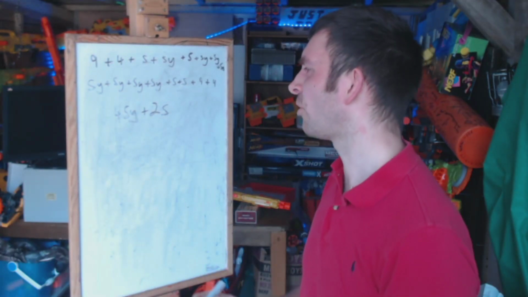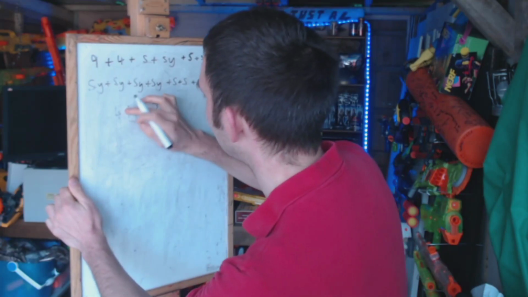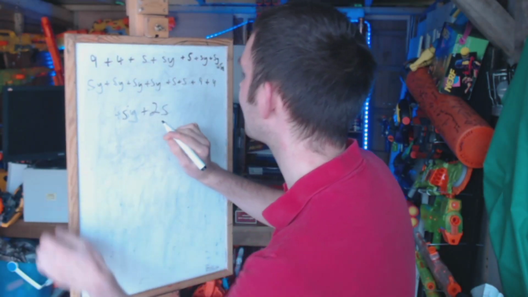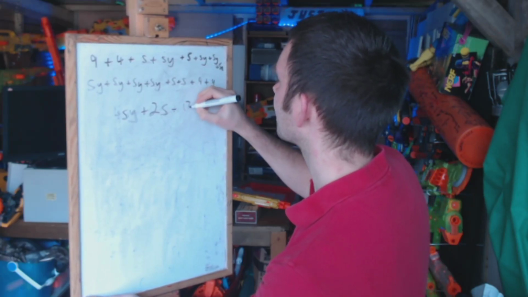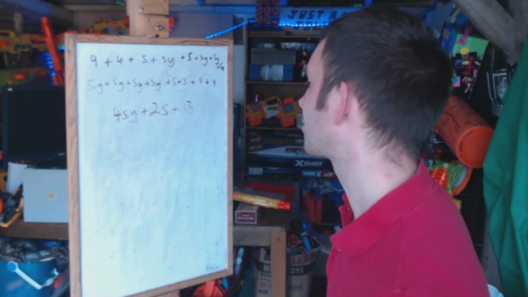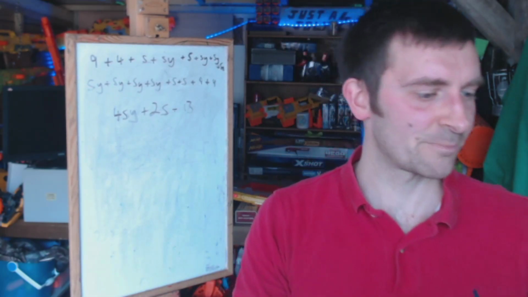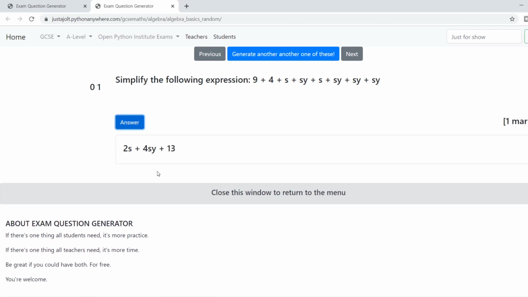Now, with the 9 and 4, we can go right ahead and add those together. That still looks like a 5, doesn't it? So 9 plus 4 equals 13. And so our answer should be 4 sy plus 2s plus 13. If we go back to the website now, let's see if we've got the correct answer. It might be in a different order. There you go. So you've got 2s plus 4 sy plus 13.